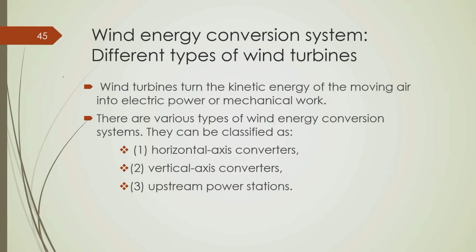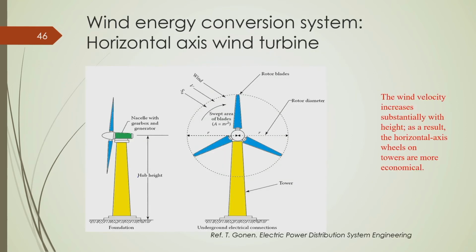Now, we have different types of wind turbines and they can be classified as horizontal axis converters, vertical axis converters and upstream power station. Okay. So, this is a typical horizontal axis wind turbine, where you can see the axis is horizontal. This is the wind turbine whose axis is horizontal, and these are the blades for this wind turbine. Here a typical 3 blade wind turbine with a modern design is shown.